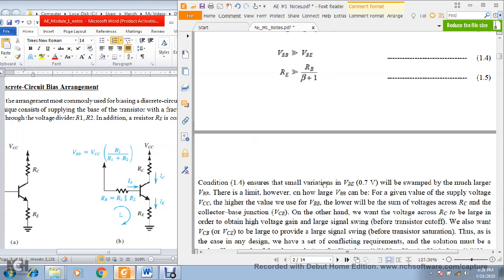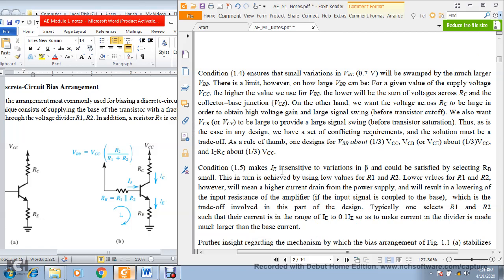The next one is making IE insensitive to the variation in beta. Beta is the current gain of a transistor. This beta varies from transistor to transistor, maybe from the same manufacturer and the same type of transistor. Even if it is an integrated IC, integrated on the same wafer in different batches, the beta value always changes from transistor to transistor, especially in discrete transistors.